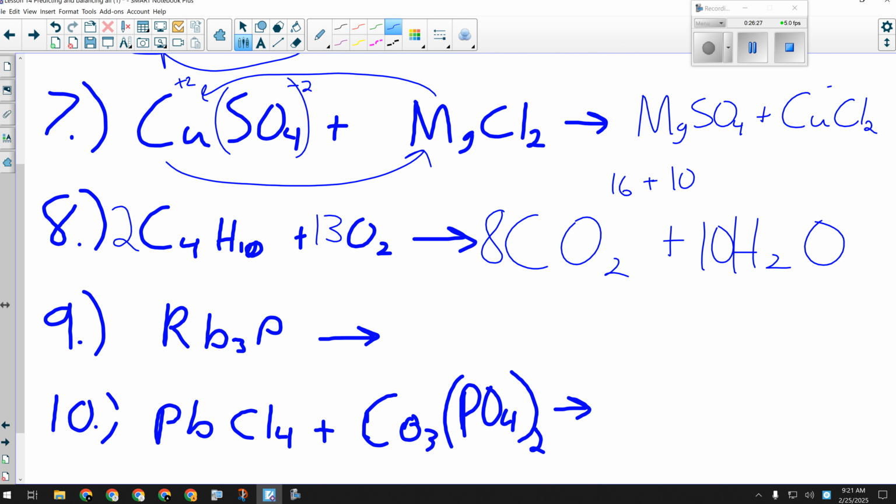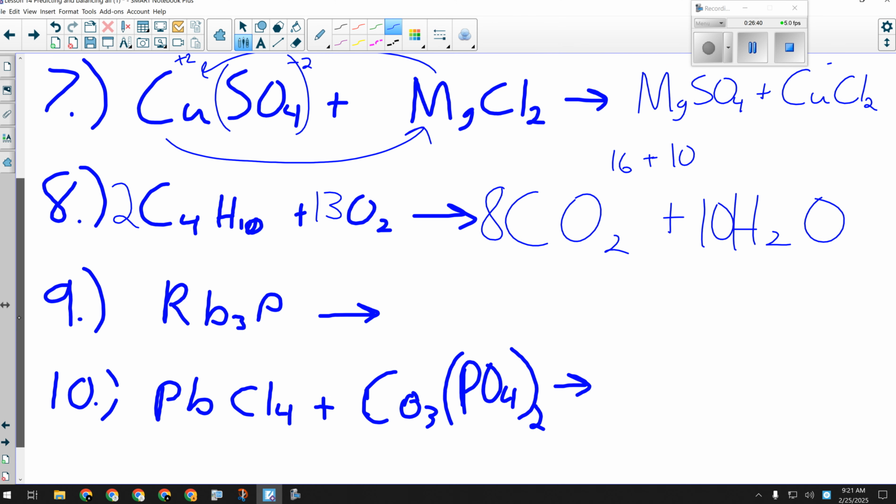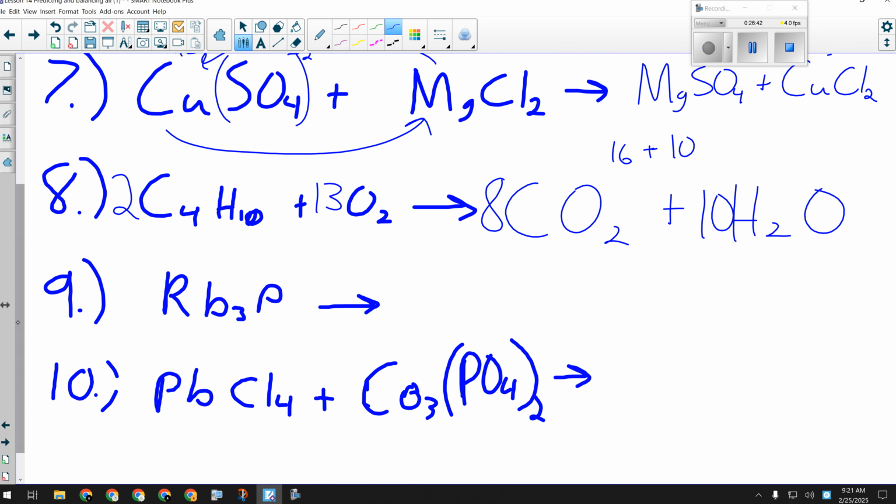So the trick with combustion reactions is the balancing. The products are always the same. You just memorize. The products of a combustion reaction are CO2 and water, and then you just walk away from it. Okay? All right, I'm going to give you a couple more minutes on 9 and 10, and then we'll go through those. Okay, remember, special elements, multivalent metals, both.